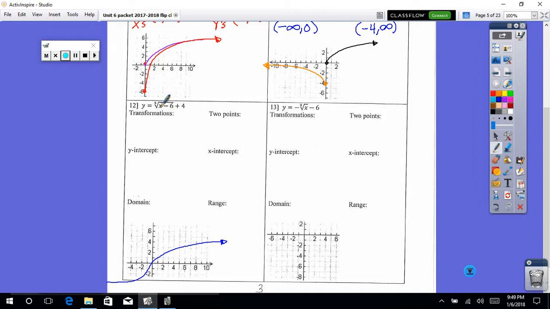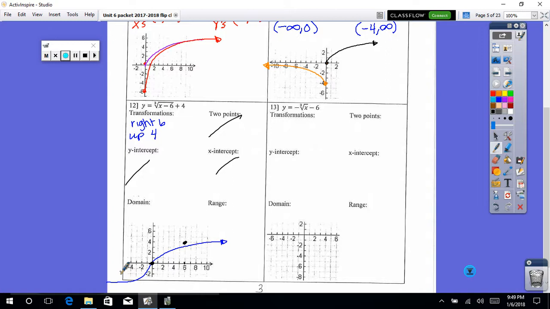This one has a -6 under the radical, so that means we go to the right 6. +4 means we go up 4. So I'm going to grab it at its turning point. It doesn't have a vertex, it's a cubed root. It does have a turning point at (0, 0). I'm going to drag it to the right 6 units, and I'm going to drag it up 4 units.